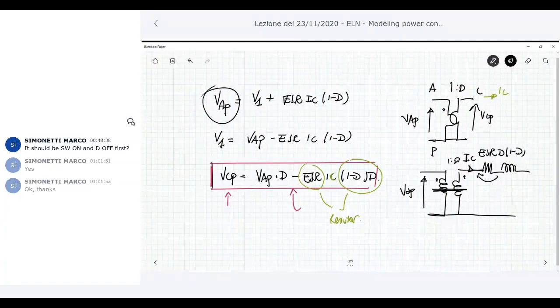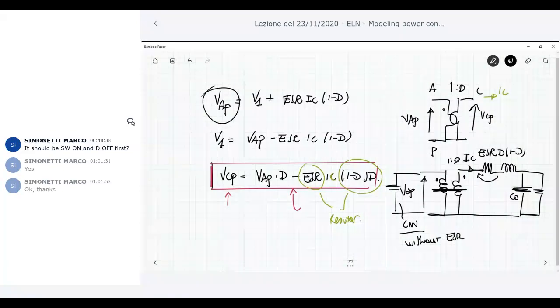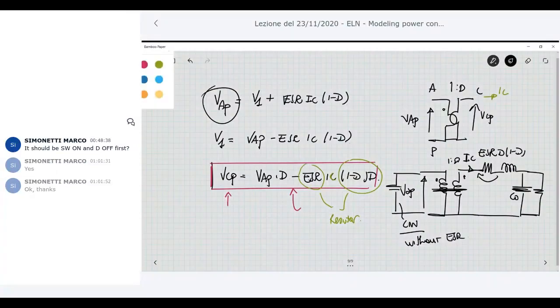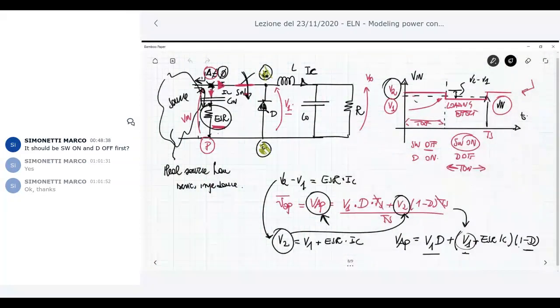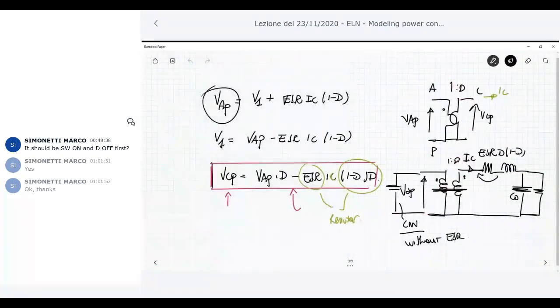Then the inductance, C naught, and the load resistor. And here at the input you have a Cin without ESR. In other terms, I employed the switch averaging technique to move the original ESR of Cin, which was here, to the secondary side of my model. Here it now disappears, no ESR. The ESR is at the secondary side.